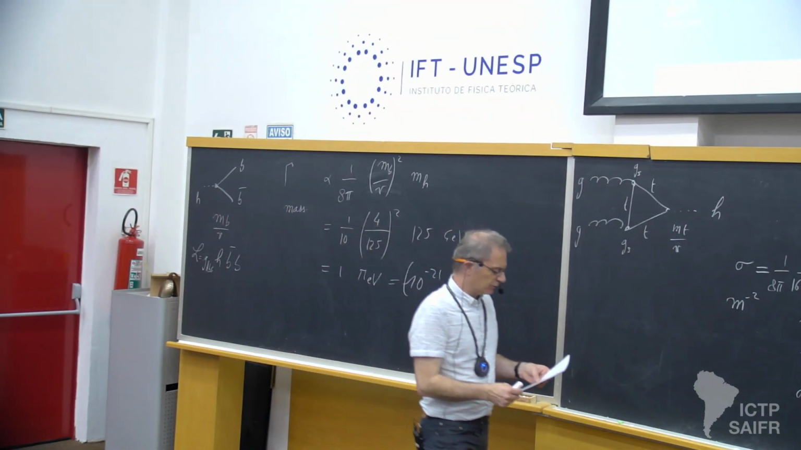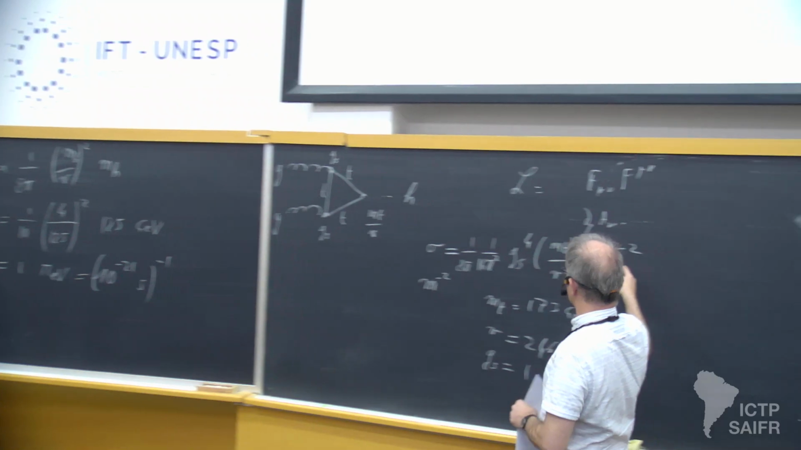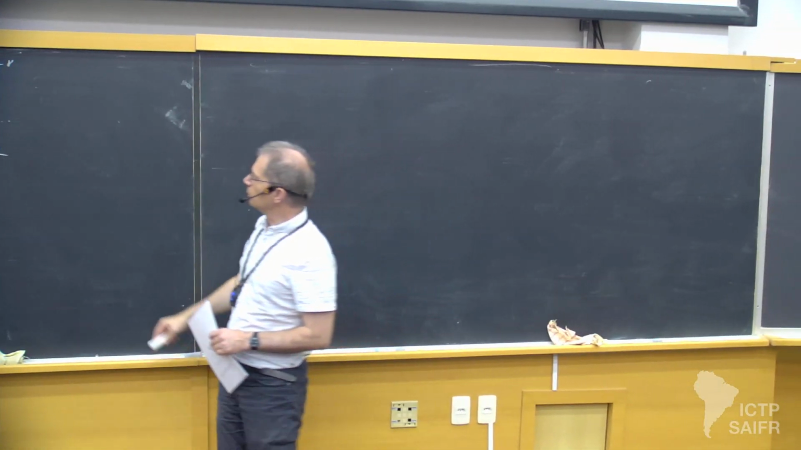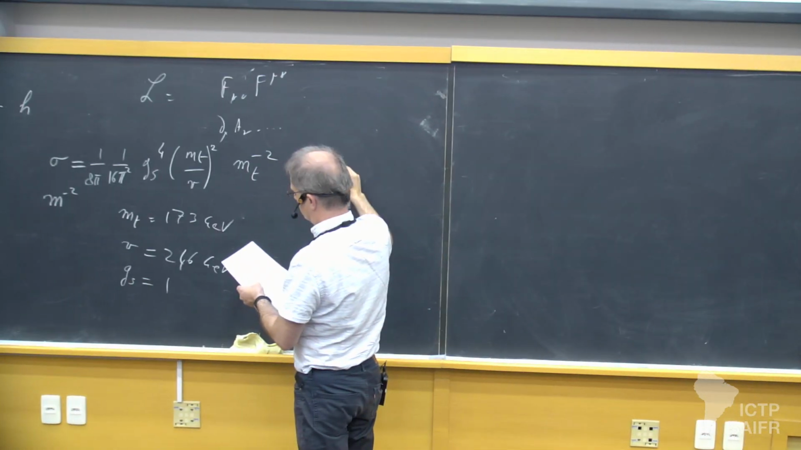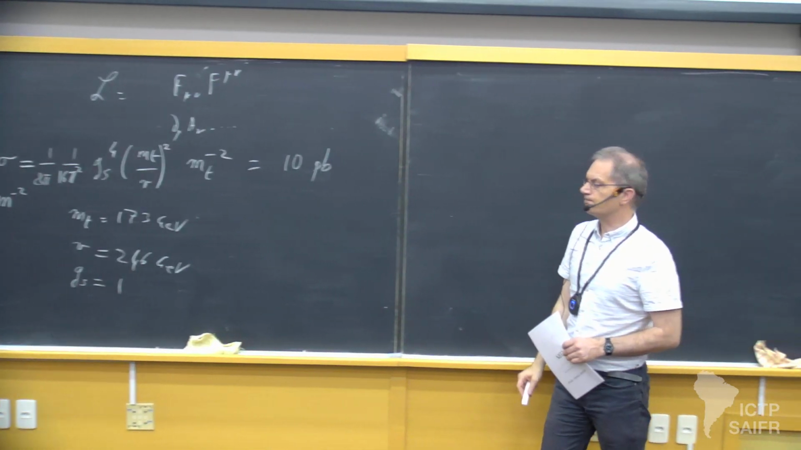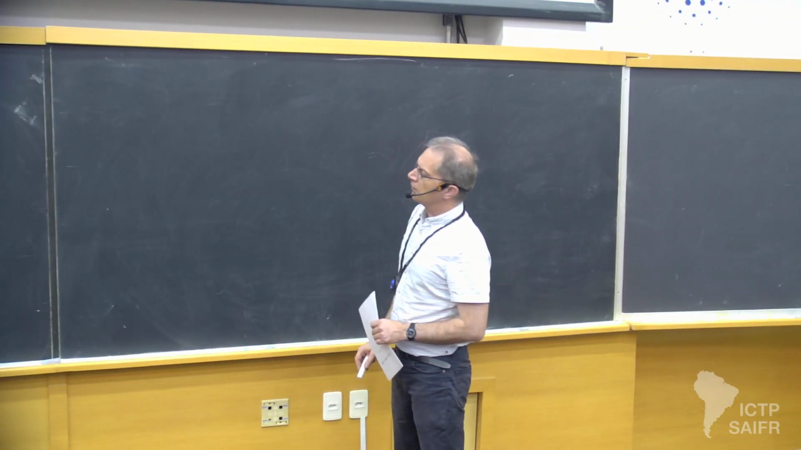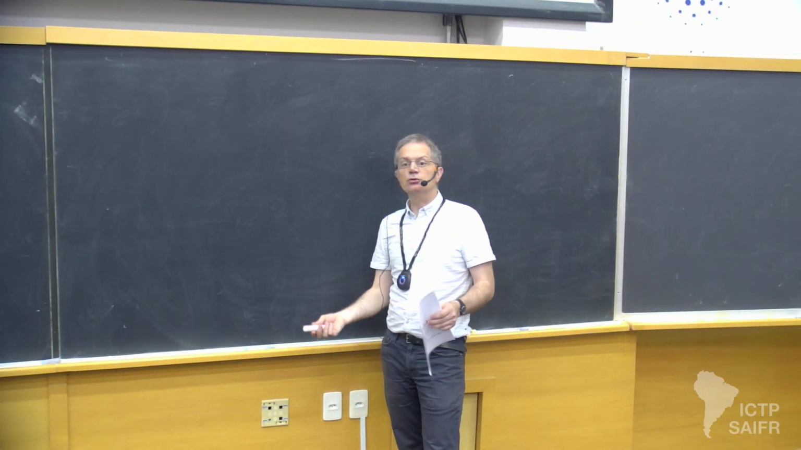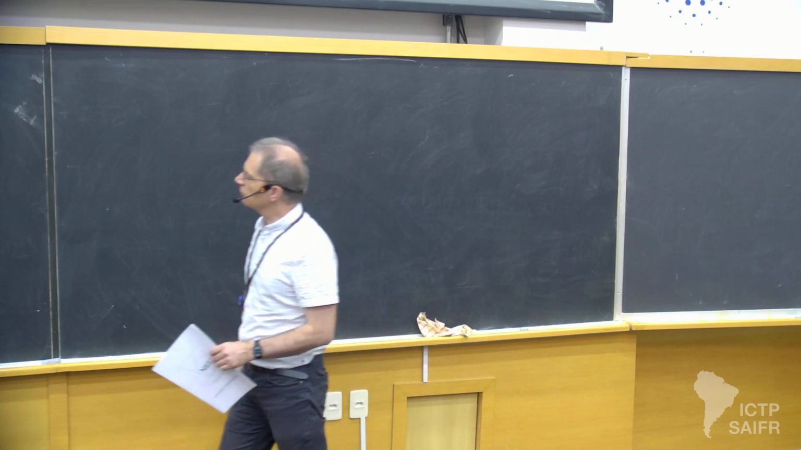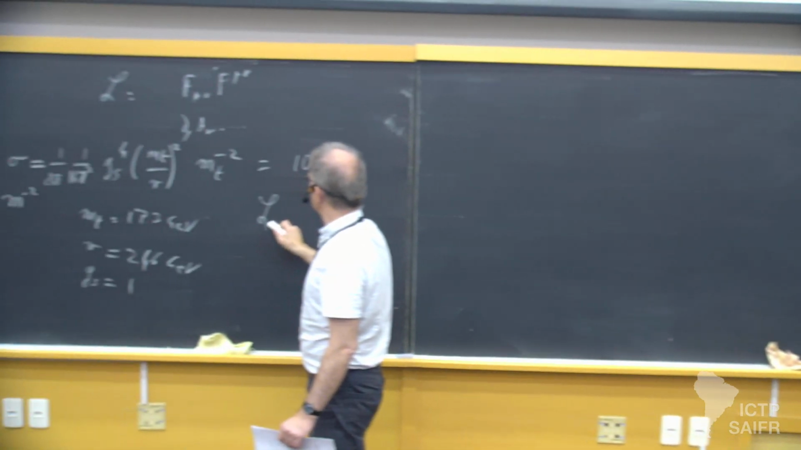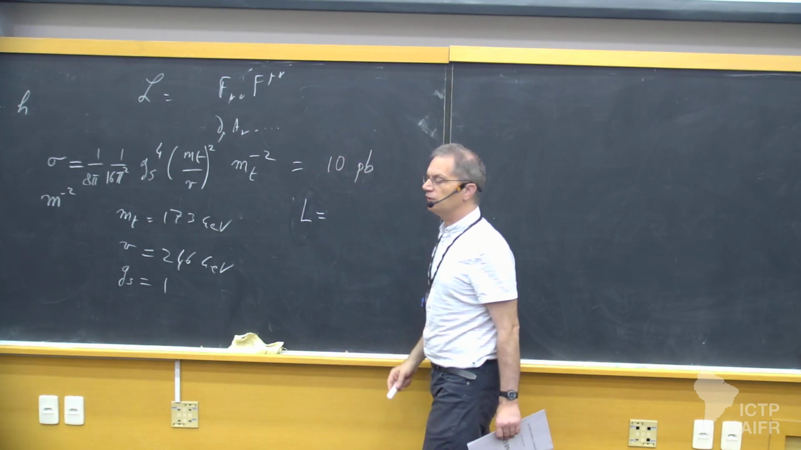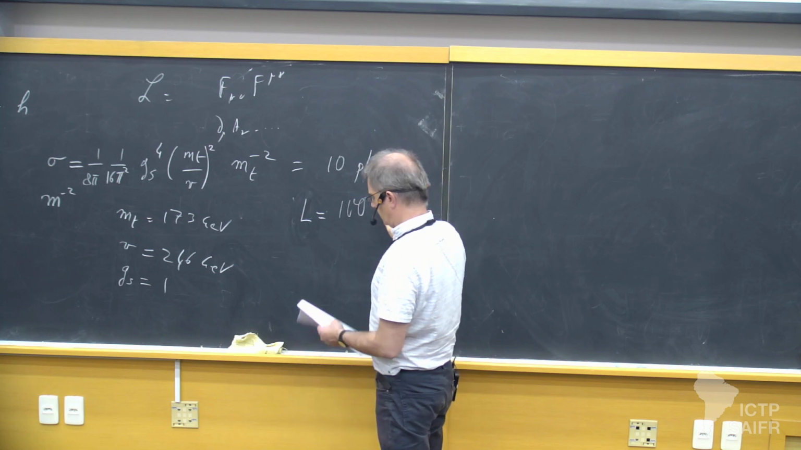Okay, so if you put everything together and convert electron volts into centimeters, you will find that this cross-section is actually of the order of 10 picobarn. So from there, you can actually compute how many Higgs bosons have been produced by the LHC. I think Laura mentioned that the LHC so far has accumulated a luminosity of the order of 100 inverse femtobarn.